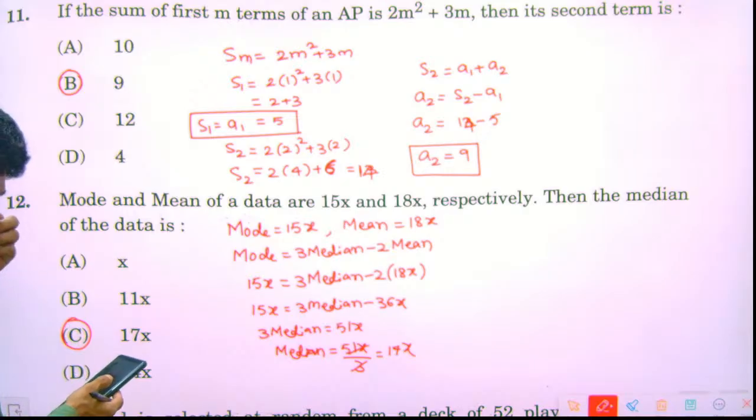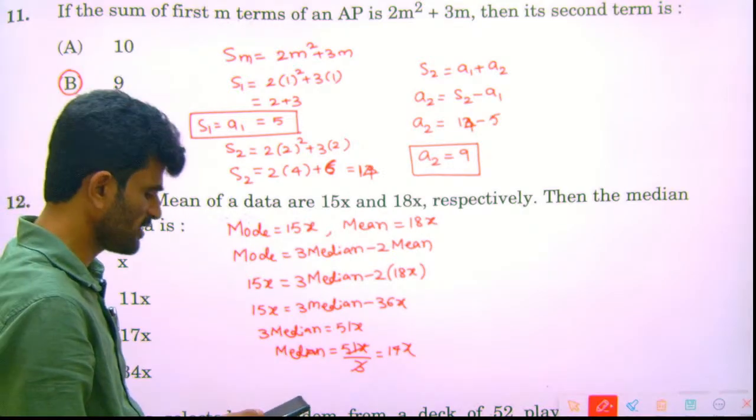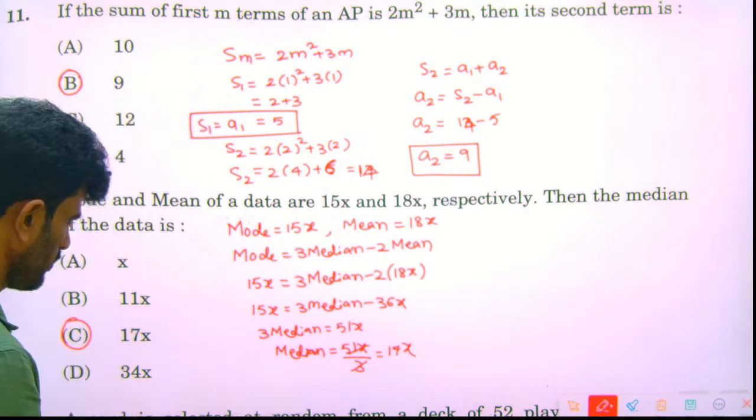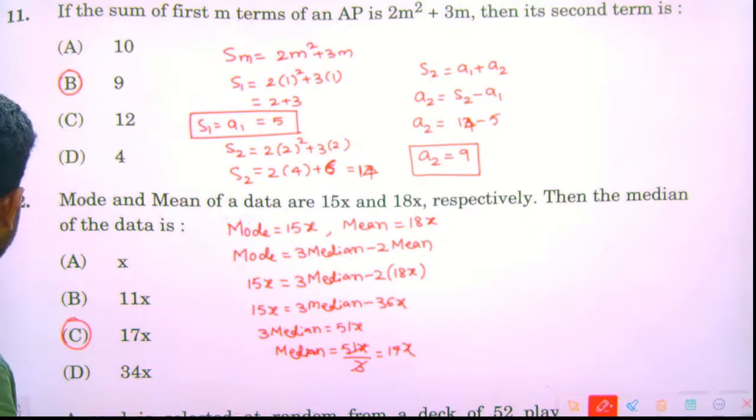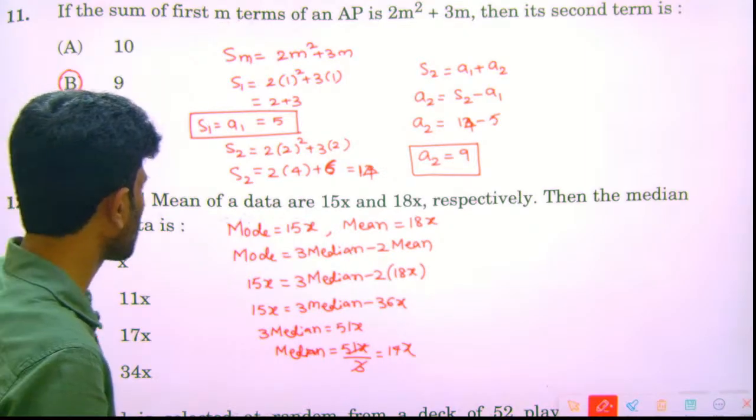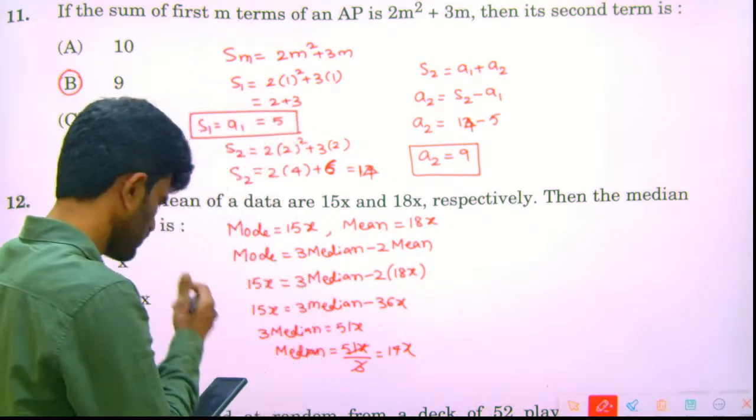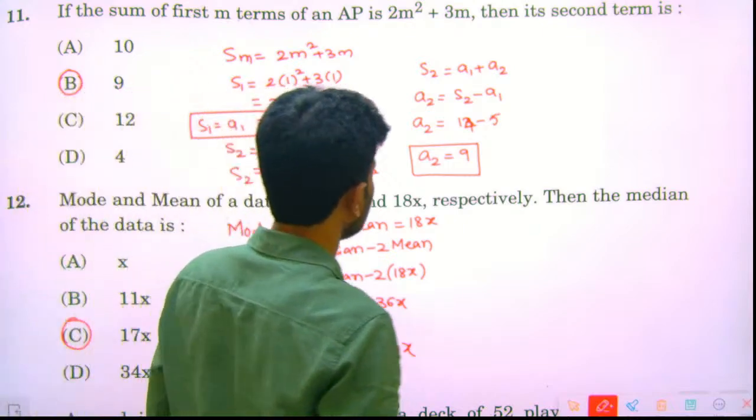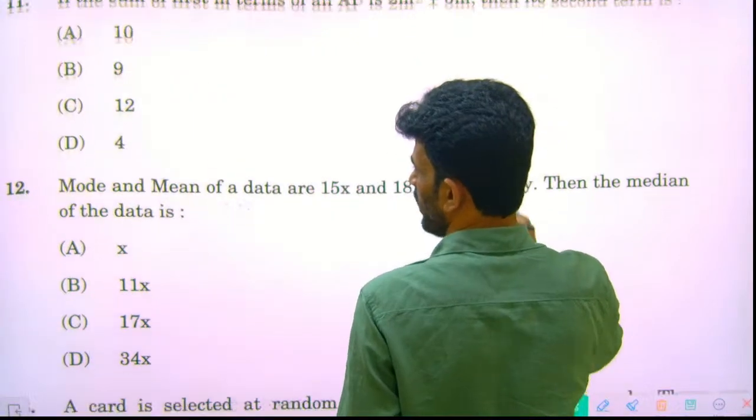21x, how did you get 21x? 51x by 3 is 17x. 17x is the correct answer. Now the next one, question number 12 over.